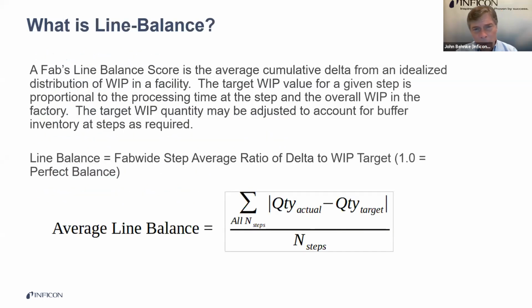So what is line balance? It seems like a real obvious thing, but basically a line balance score is the average cumulative delta or difference from an idealized distribution of WIP or inventory in a factory. And so this target value for each step in the entire operation is proportional to the processing time at the step and the overall WIP in the factory. So it's not as simple as just saying I've got 1,000 steps and 10,000 wafers, so it's 100 each. It doesn't work that way.